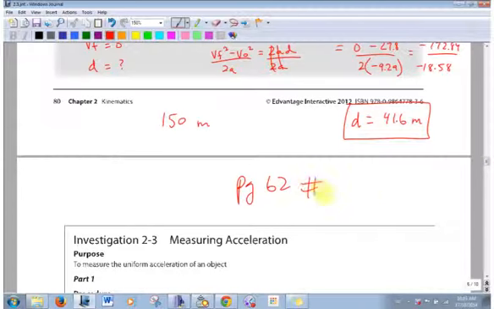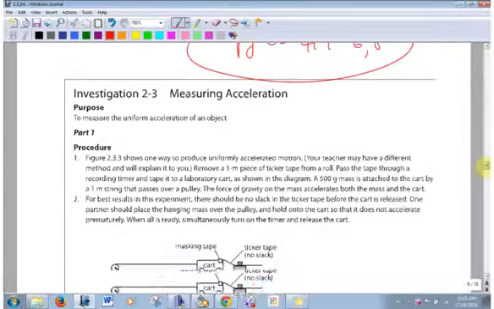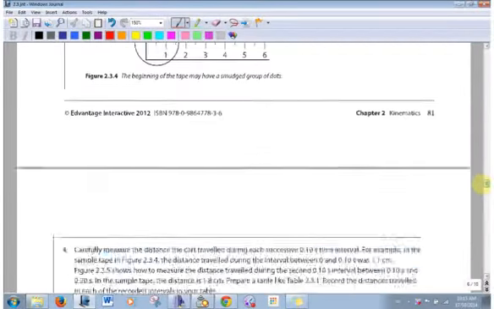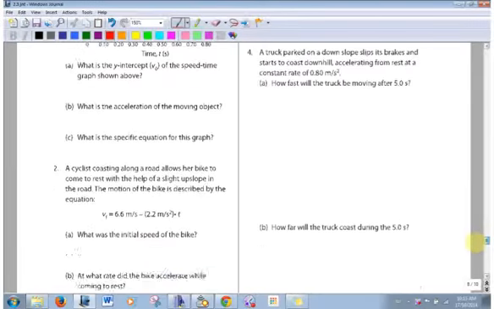Okay, 62, 1 to 6 and 8. I just have to point out something about number 6. Otherwise, you guys will be asking me anyway. So go to number 6.